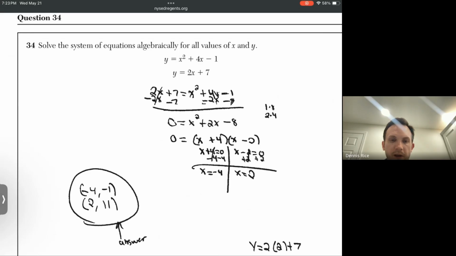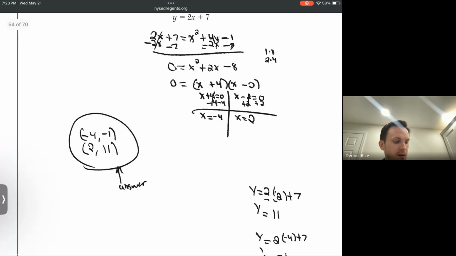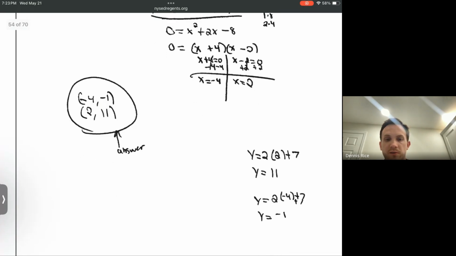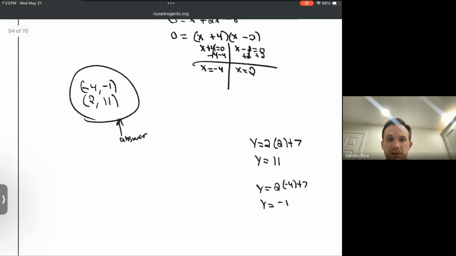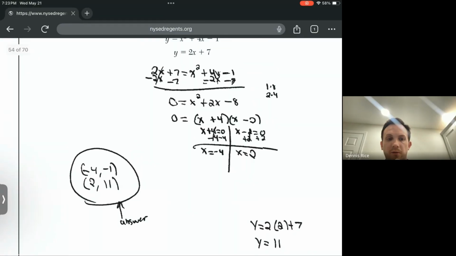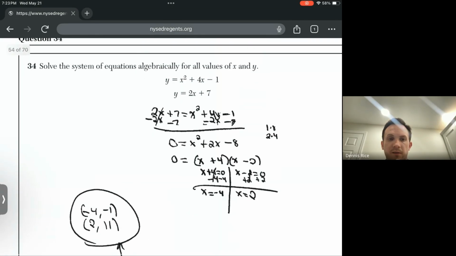So x plus 4, x minus 2, you get x equals -4 and x equals 2. And then you're only missing your y values. Remember with your y values, they showed it down here. You go back to your originals, usually the linear, and you plug in that x value to get the y value that goes with it. So -4, -1 and 2, 11. You can write your answer as coordinates, but again, make sure that you put parentheses around them.